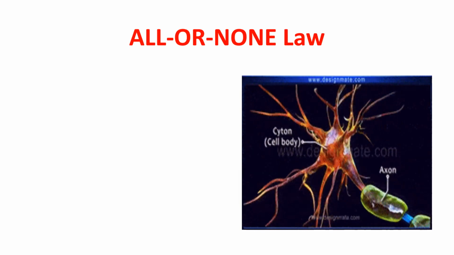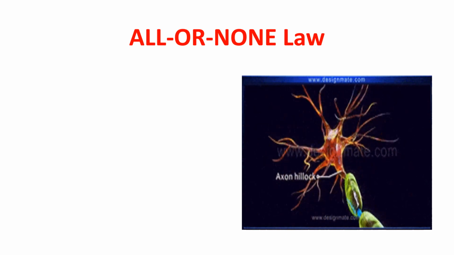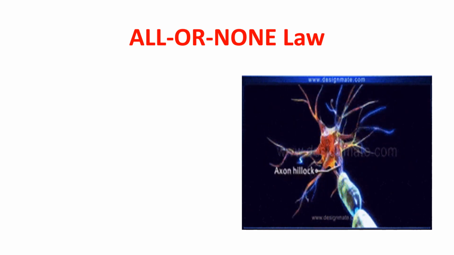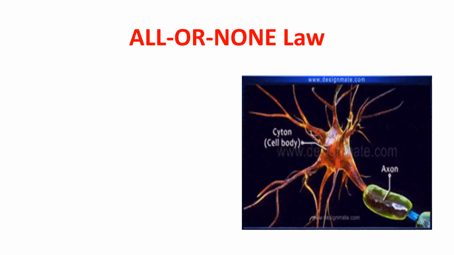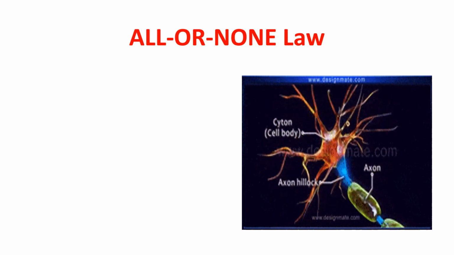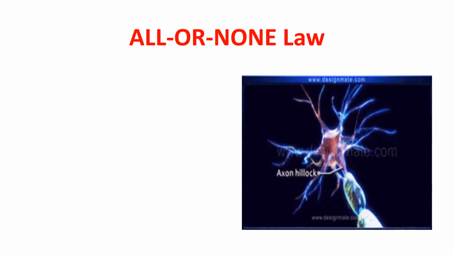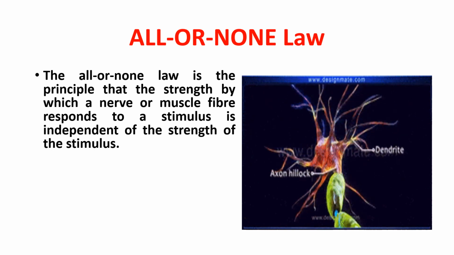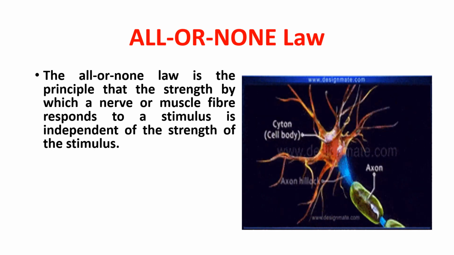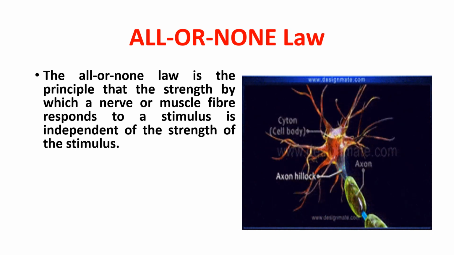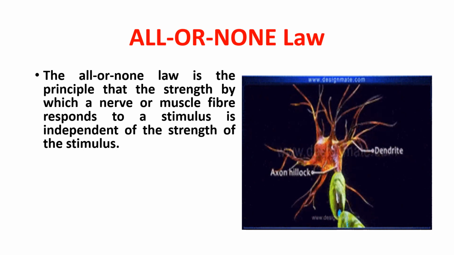All or none law. The all or none law is the principle that the strength by which a nerve or muscle fiber responds to a stimulus is independent of the strength of the stimulus. If the stimulus exceeds the threshold potential, the nerve or muscle fiber will give a complete response. Otherwise, there is no response.